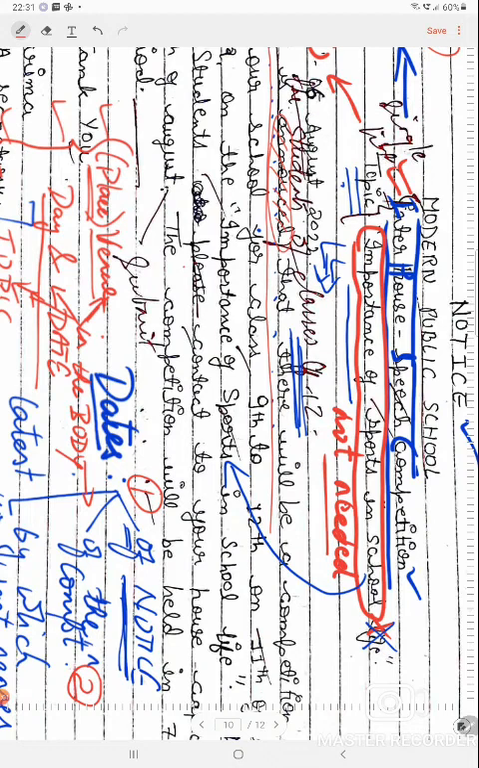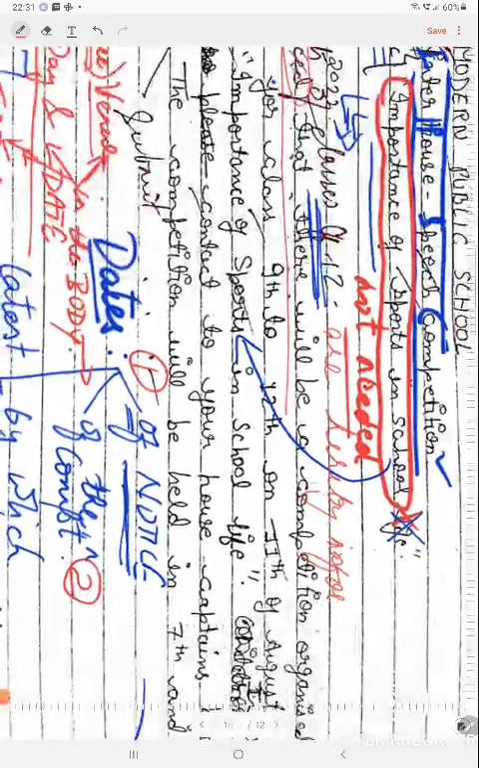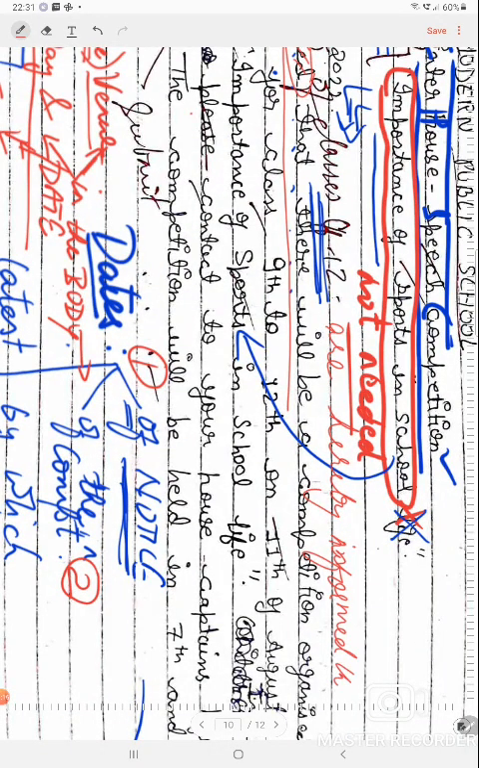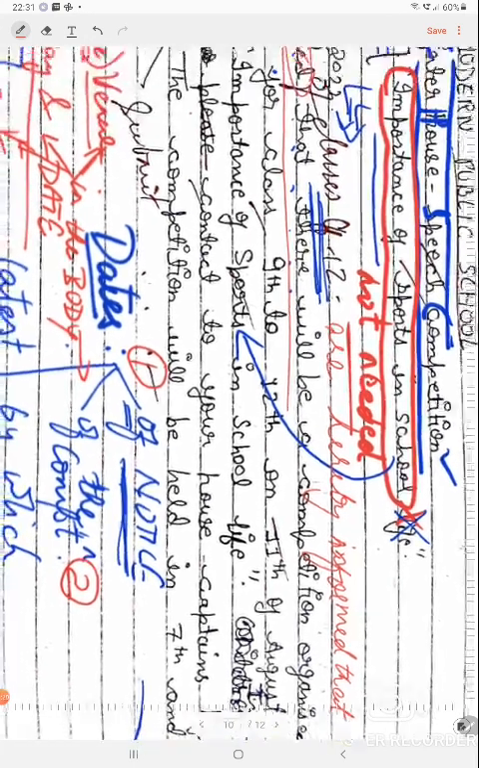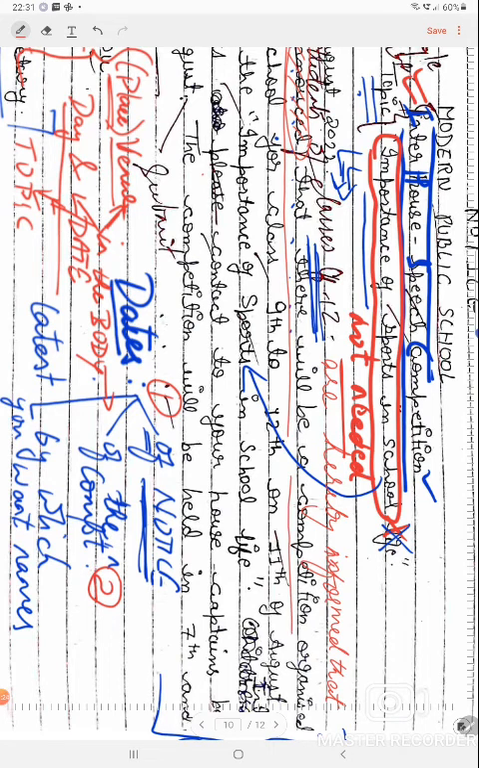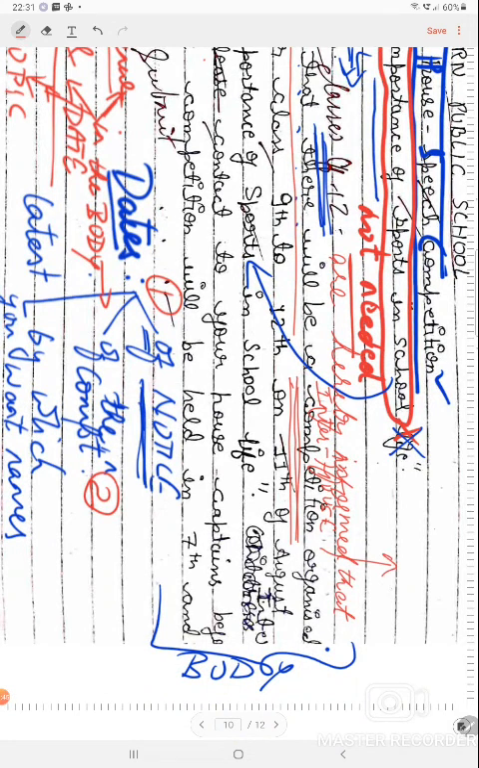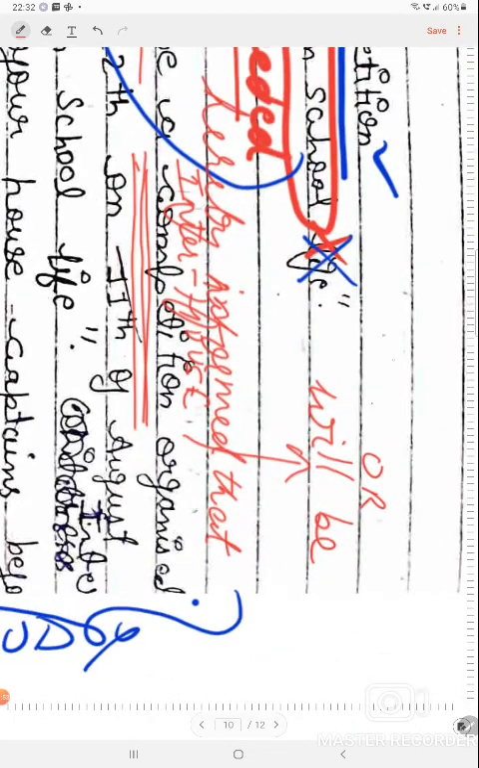Okay, all the students of classes 9 to 12 are hereby informed that a competition, which competition? You cannot plainly write such a broad term called competition. You need to write which competition. Directly come to the competition's name. Which competition is it? An inter-house competition. Inter-house speech competition, actually. Inter-house speech competition is going to be organized. Will be organized. You could write will be, or you could write is going to be organized.